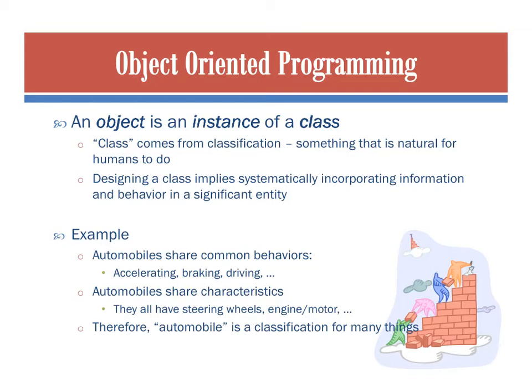As I'm saying this example of automobile, I'm sure that each of you has visualized an automobile in your head, and none of those automobiles is going to be the same as any of your classmates' automobiles. So this concept of automobile is a classification for many things. It's this abstract description of a very complex entity. And this is what we want to achieve in terms of object-oriented programming. We want to identify these classes and then implement them so that we can create our programs.